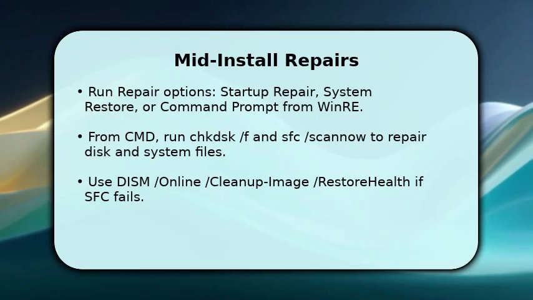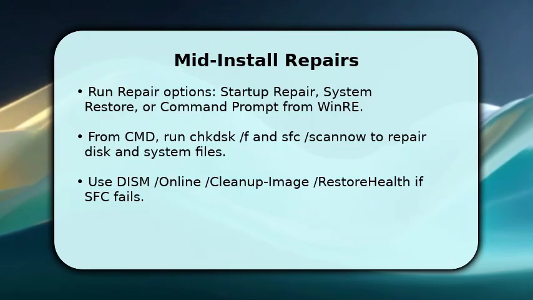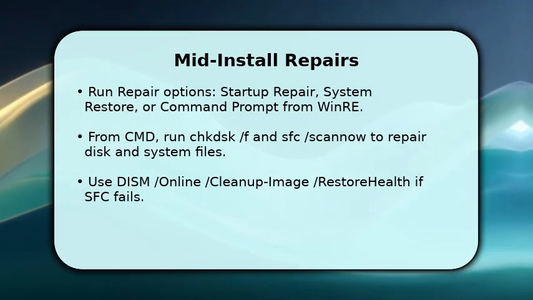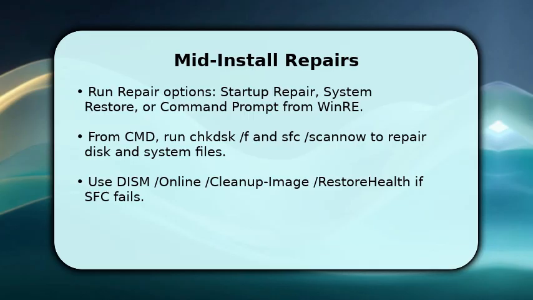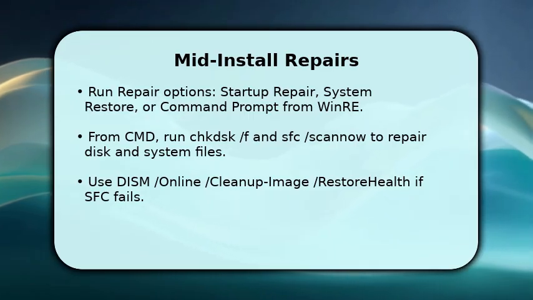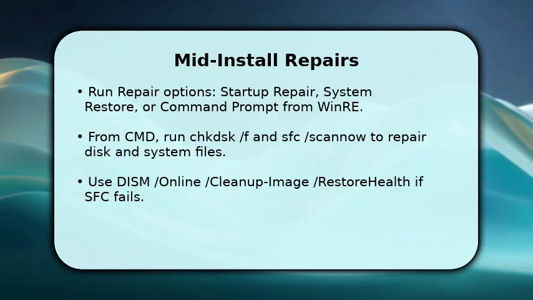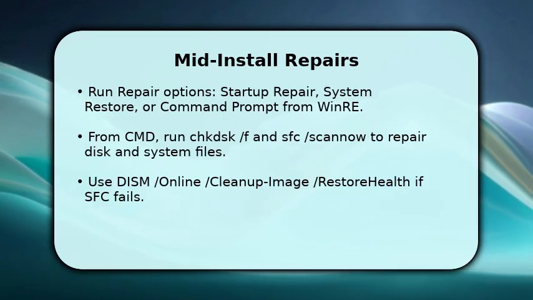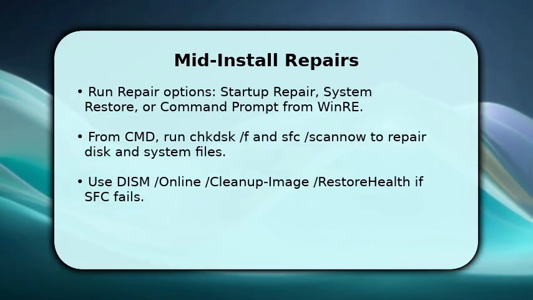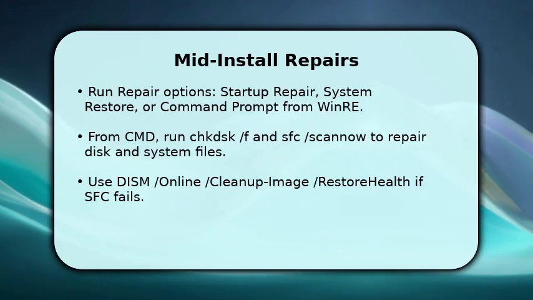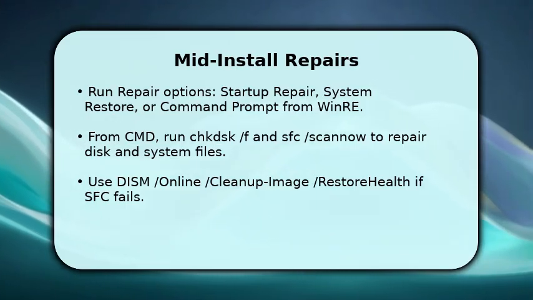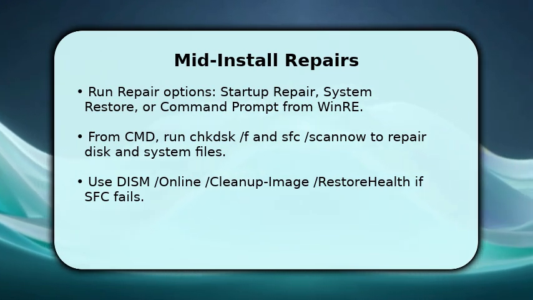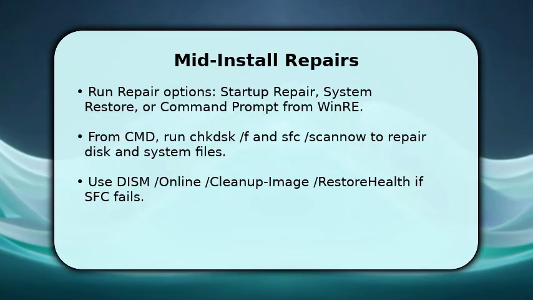Now you'll use Windows Recovery Environment tools to fix underlying issues that stop setup. First, try Startup Repair. If that finds nothing, run System Restore to revert recent risky changes. If you open Command Prompt, execute chkdsk to fix disk errors, then sfc to repair corrupt system files, because setup often fails on file integrity issues. If sfc reports problems it can't fix, run DISM restore health to fetch clean components, then repeat sfc. Once repairs complete, reboot and retry installation.